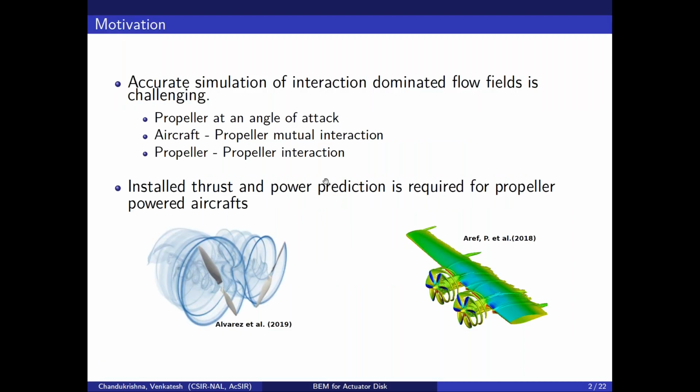The motivation behind this work is that accurate simulation of interaction dominated flow fields is very challenging. For example, when we have a propeller at an angle of attack, and also when there are some structures upstream or downstream of the propeller, such as a wing or fuselage surrounding the propeller, and there are multiple propellers in the flow domain, there will be mutual interactions between the propeller and the structures.